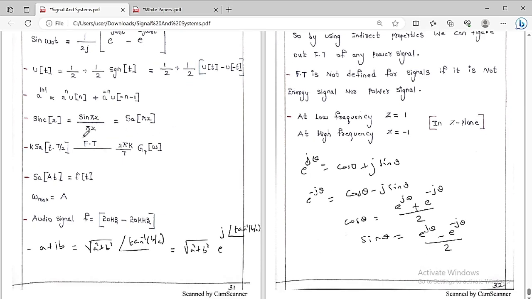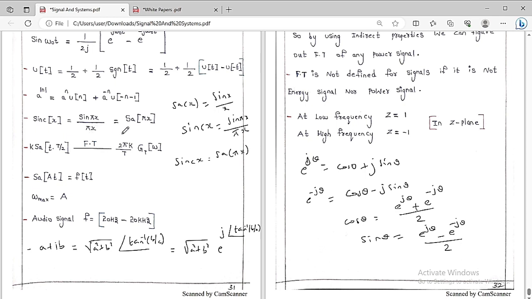So now the next thing is sinc of x. What is sinc of x? Sin pi x by pi x. We have already told this so many times. What is saw of x? Saw of x is equal to sin x by x. And what is sinc of x? Sinc of x is equal to sin pi x by pi x. So from this I can say sinc of x is equal to saw of pi x. By comparing these, sinc of x is equal to saw of pi x.